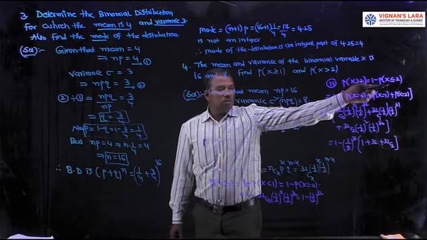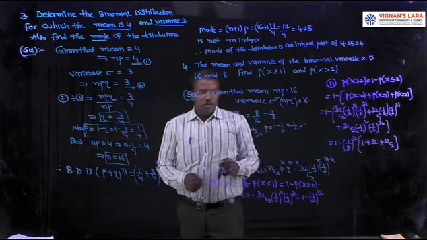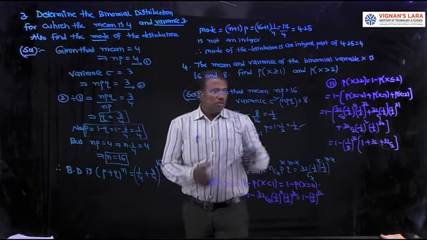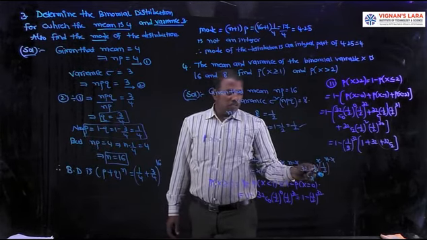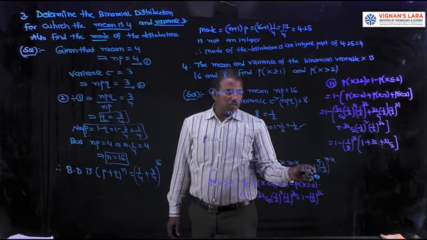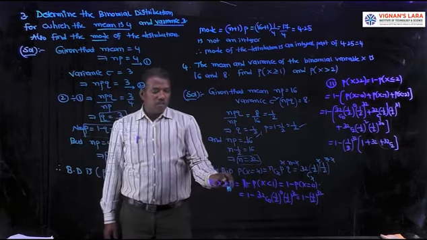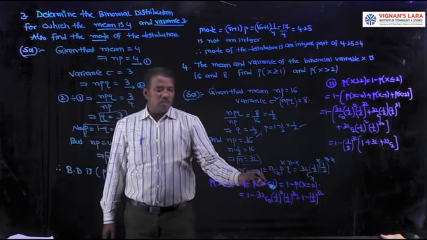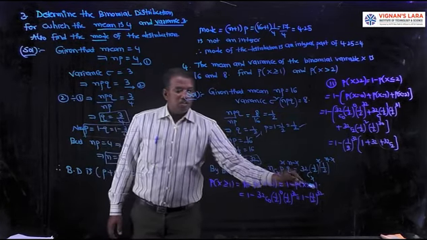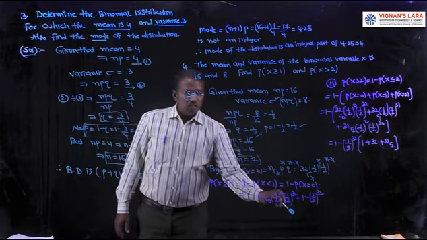Less than or equal to 2 means 0 plus 1 plus 2 case. 0 means replace x by 0 in this formula. Next x by 1. Next x by 2. X greater than or equal to 1 means 1 minus P of x less than 1. Less than 1 means x equal to 0 case.